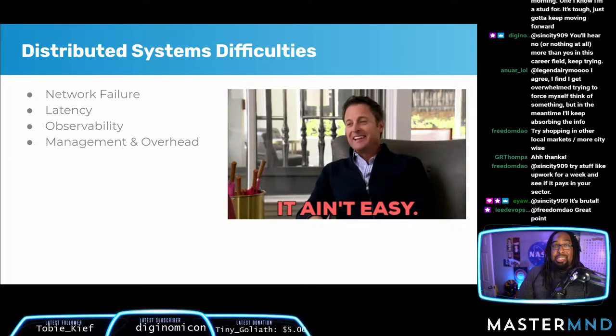When you have an application that's distributed, it's designed to work together to provide a singular experience. If there are network issues, the only way these systems know how to connect is over a network. So that can be pretty problematic.